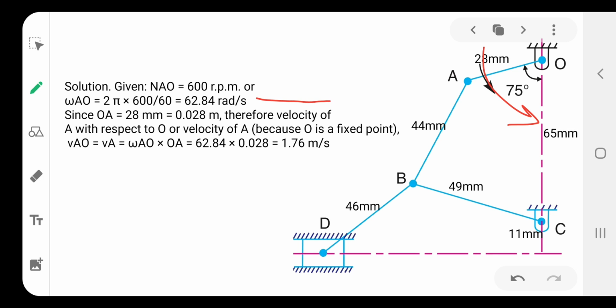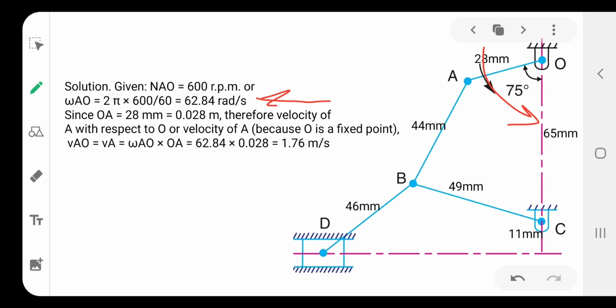Here this is a step. 2 pi N upon 60, so 2 pi multiplied by 600 divided by 60 equal to 62.84 radian per second. This is the angular velocity of link AO.